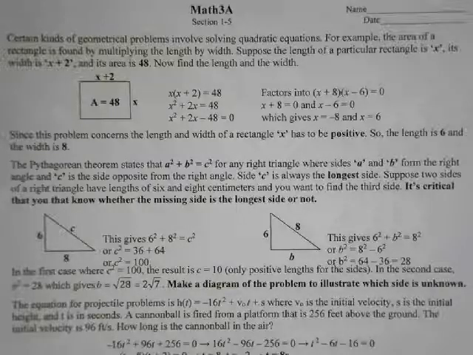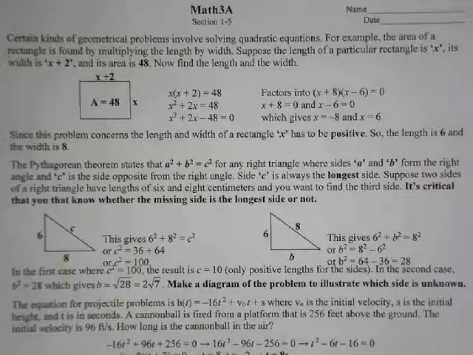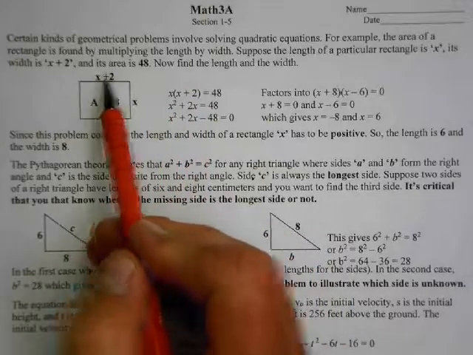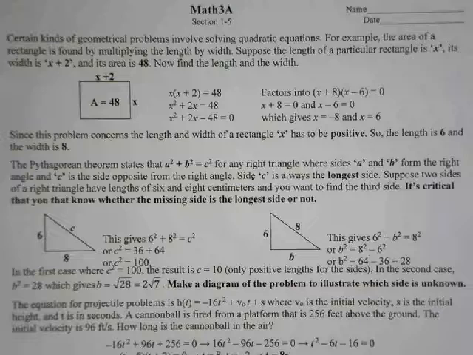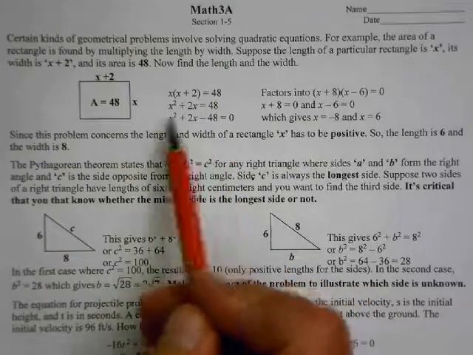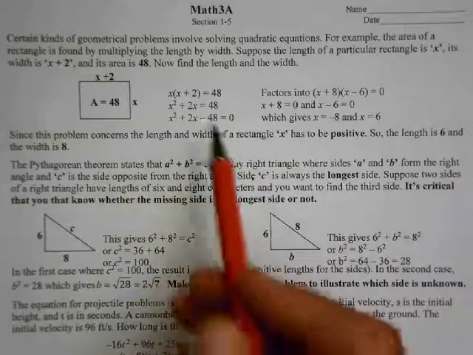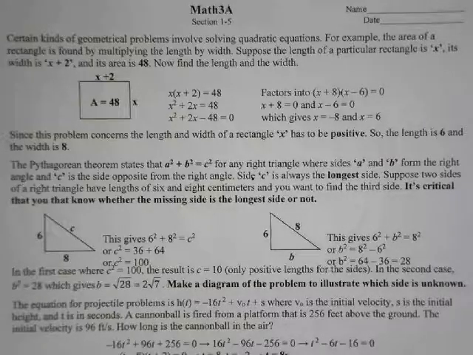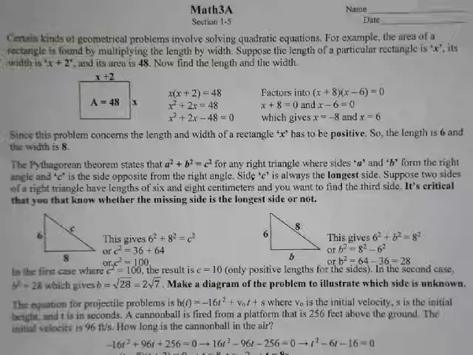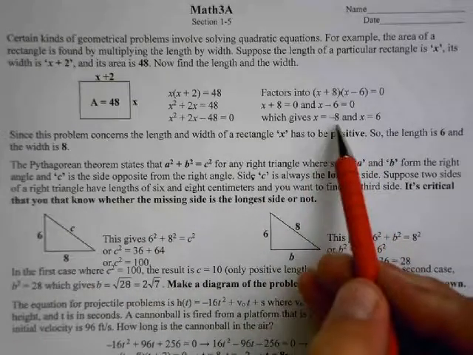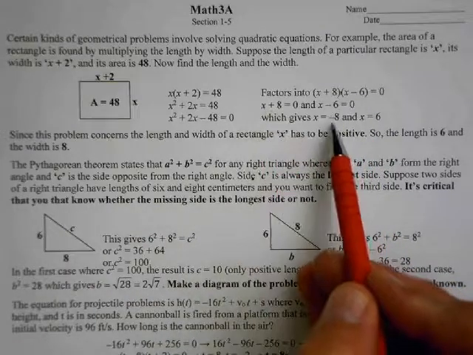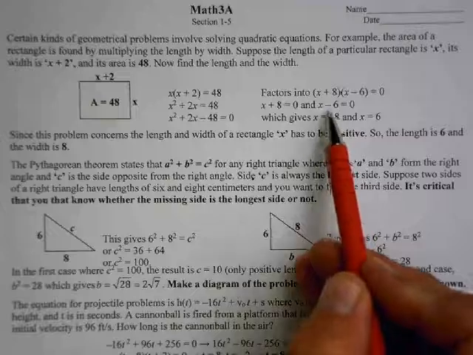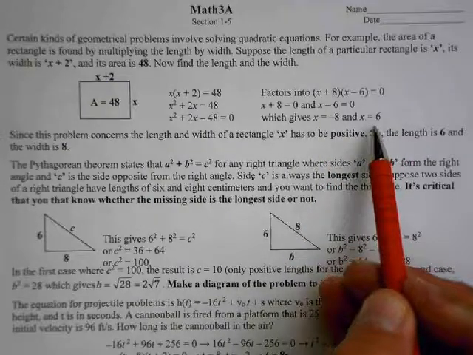area is 48. And of course, for a rectangle, the area is length times width. So, x times x plus 2 equals 48. Go ahead and distribute, move things around, and we have a typical quadratic equation to be solved. This one can be factored into x plus 8 and x minus 6. Solving for each one gives us the opposites. X plus 8 gives us x equals -8. X minus 6 gives us x equals 6.